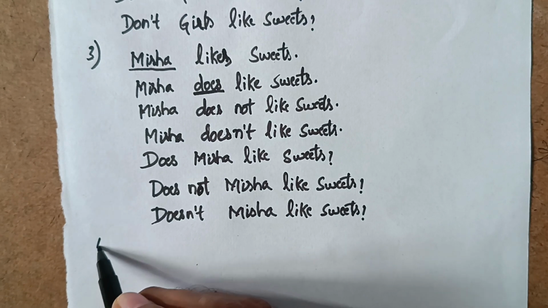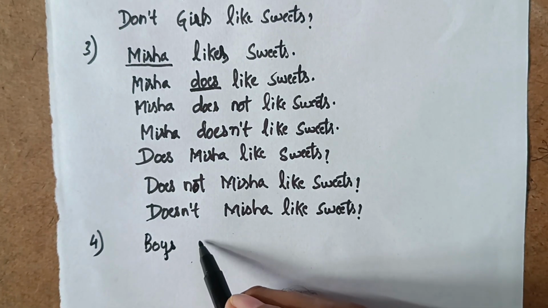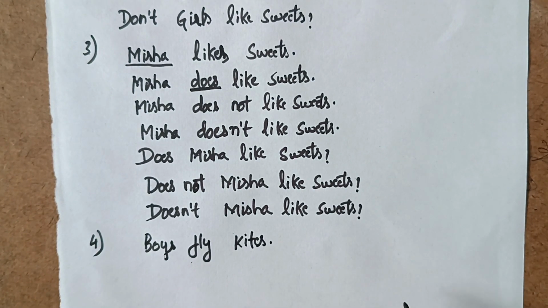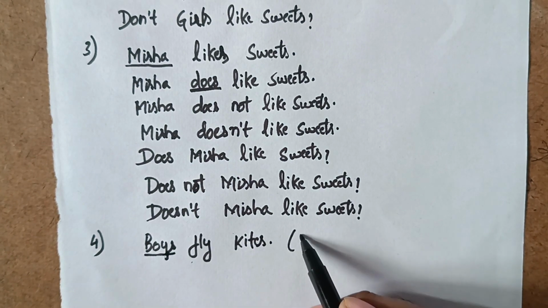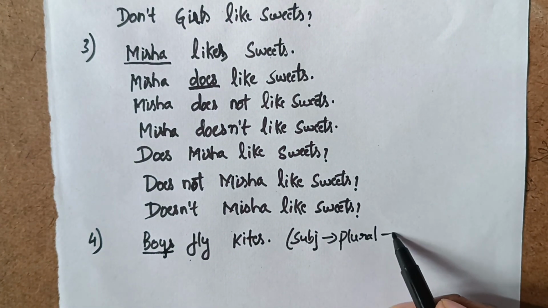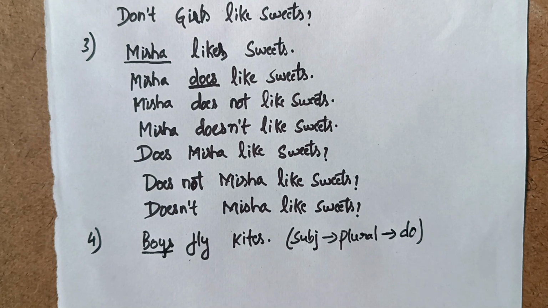For example, I give another statement. Try to do this. Convert this: boys fly kites. Here boys, subject is plural. Subject is plural means we need to make use of do. Boys fly kites means boys do fly kites. Boys do not fly kites. Boys don't fly kites. Do boys fly kites? Do not boys fly kites? Don't boys fly kites?